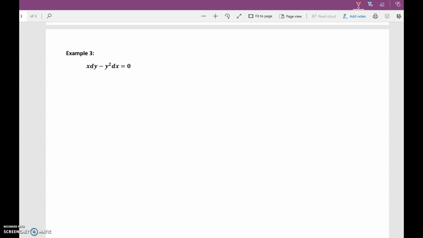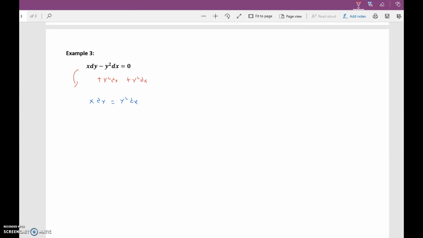Hi class, let's take a look at example 2. Now, at the moment we're working with separable equations, so what I'm going to do is basically just add the y squared dx, so plus y squared dx, and then that's going to give us the following equation. So x dy is equal to y squared dx.